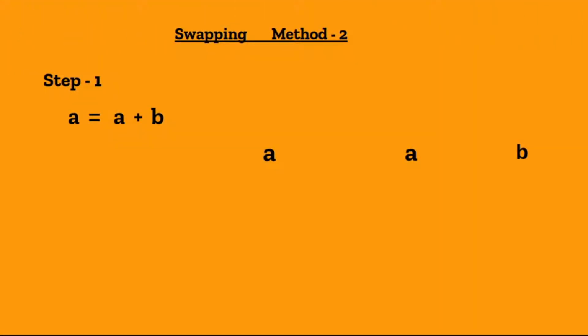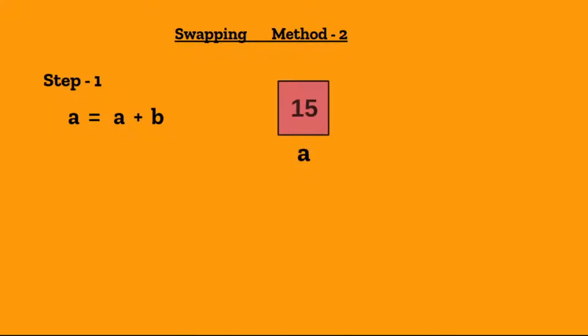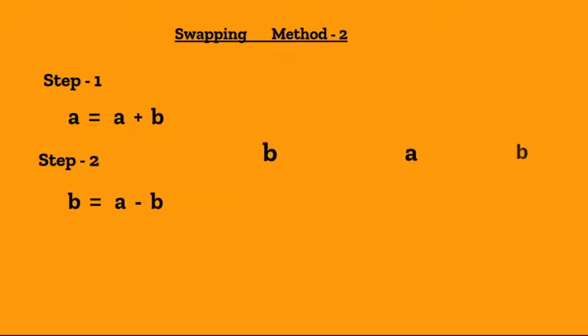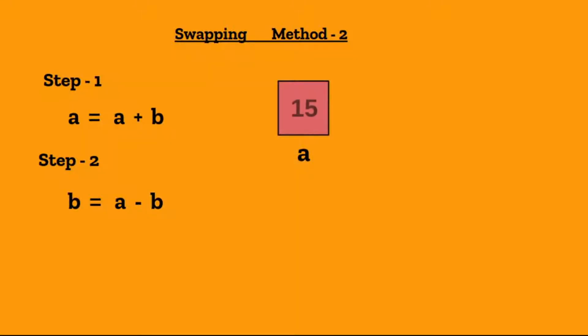The first step here is we add up a and b and store the result into a. So now a value has turned to be 15 in step 1. The second step is b equal to a minus b. Here a is equal to 15 and b is equal to 10, and the result is 5, which we will be storing into b. So till now a is equal to 15 and b value is equal to 5.